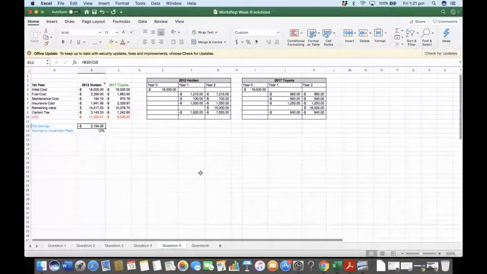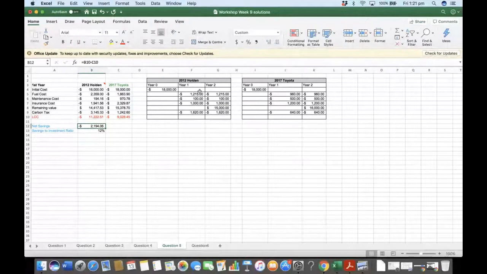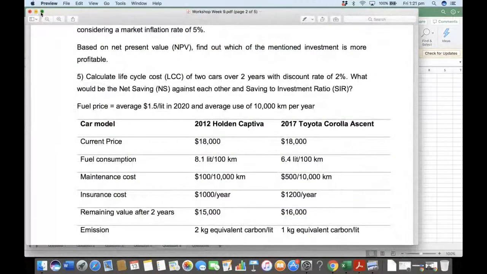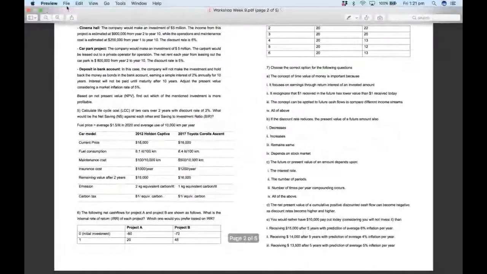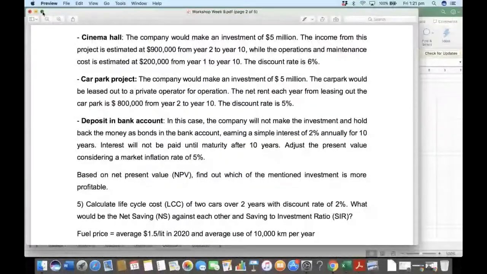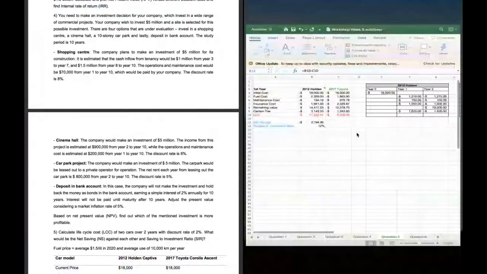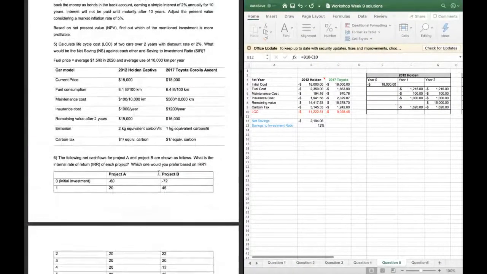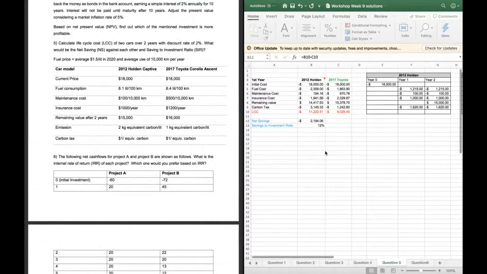Question number 5. So we have two car models, right? The 2012 Holden and the 2017 Toyota. I'm going to split my screen so that you can see both the question and the solution for this. Okay, so let's have a look at the question. I hope my screen is visible to you guys.